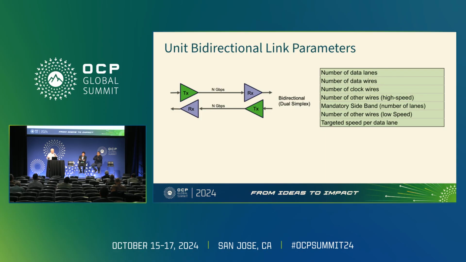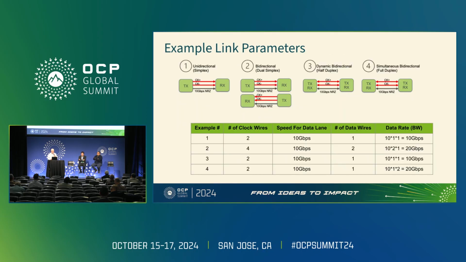Do you have any sidebands, which most of the data dies have, to reach around and help do initialization and stuff? And what is your speed per data lane that you're targeting? These are all quantitative descriptors, and we have examples for all those. This is a calculation example.